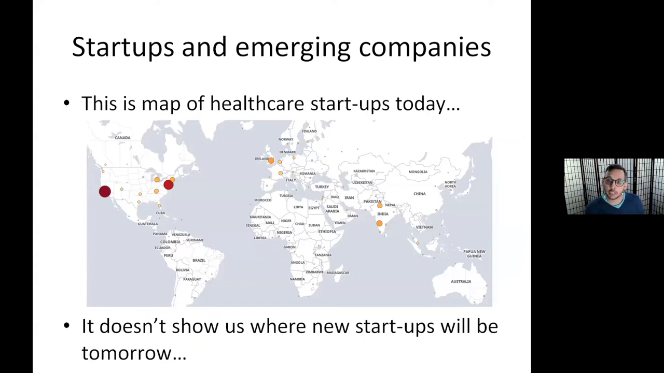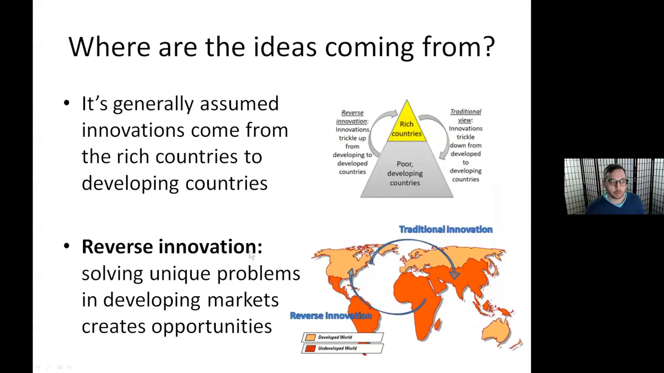So these are those 3,600 companies. This is where they are today. This is a map of healthcare startups. I want to draw attention that Nigeria is on the map, and there are startups in Nigeria, but this is a map of today. This doesn't say where the startups will be tomorrow. So here we have a lot in the U.S. and a lot in Europe, but we don't know where they are tomorrow.